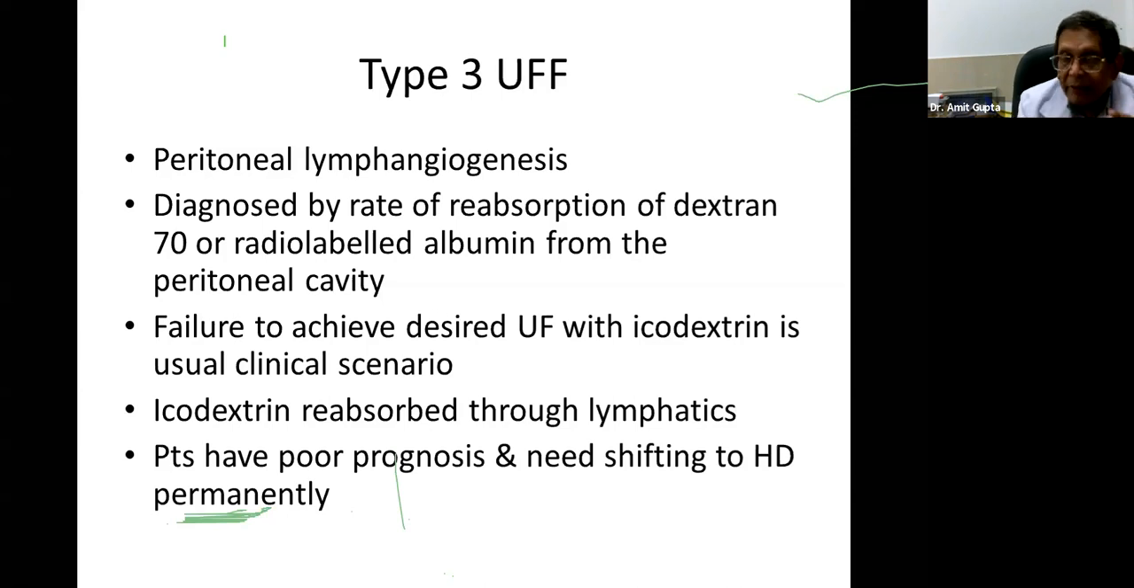These patients with type 3 ultrafiltration failure will have a poor prognosis and may need to be shifted to hemodialysis permanently.